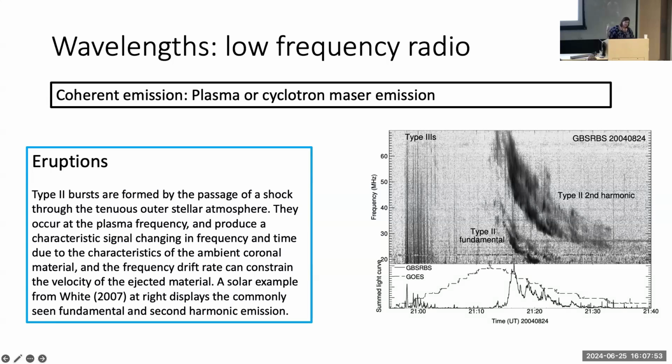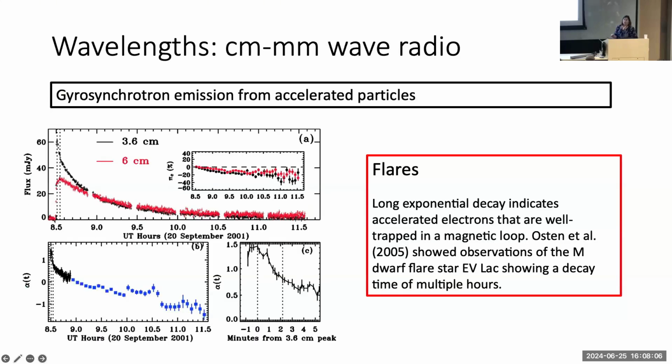You commonly see this in the sun for fundamental and second harmonic emission, which you can see as the two distinct areas on that dynamic spectrum. Moving a little bit higher in wavelengths, we've got centimeter and millimeter waves. Here we tend to see gyrosynchrotron emission from accelerated particles.